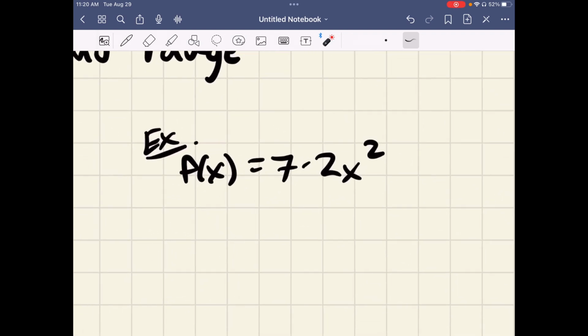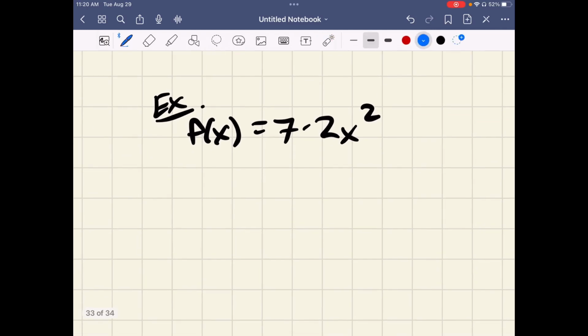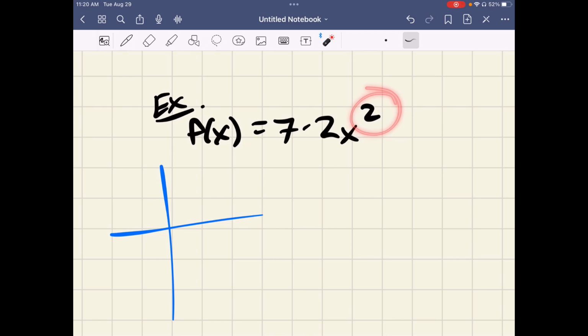Okay, let's look at example 2 here. We're going to do the same thing. I'm going to sketch a quick picture of this. All right, so I know by this squared right here, I'm going to get a parabola, right? And I'm going to rewrite this a little bit. I got -x squared plus 7. All right, and all I did was move these over.